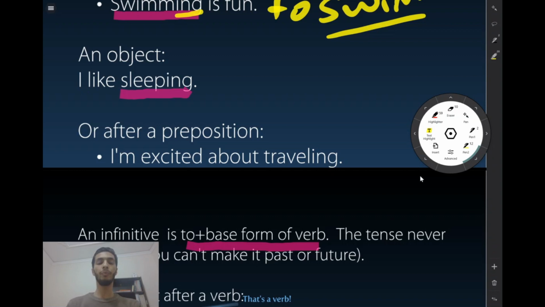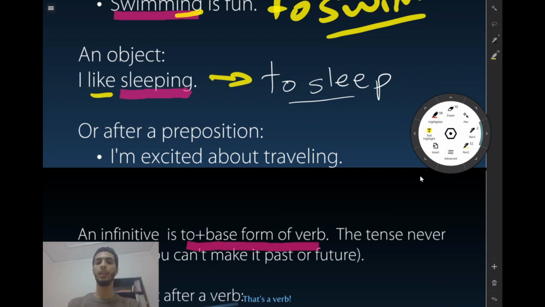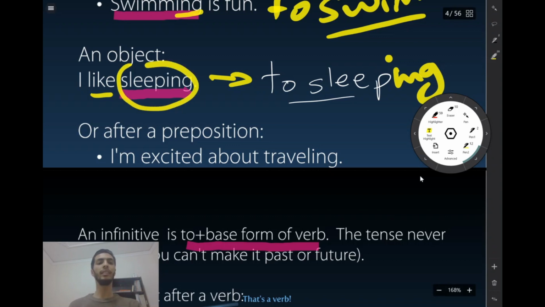Okay, so how? As an object after certain verbs. For example, like. So here we have the verb to sleep. And what did we do to this verb to make it a noun? We have added ing. Alright, so here it becomes a gerund and it acts in the sentence as an object, and the object is in Arabic المفعول به.